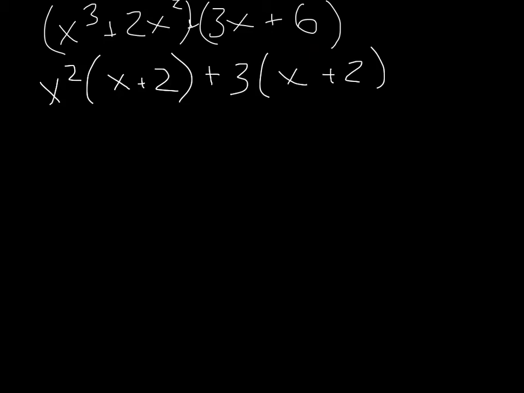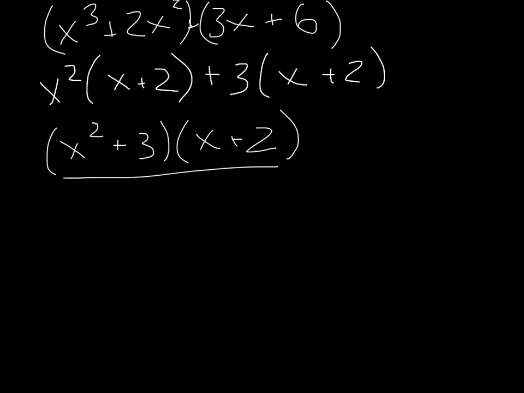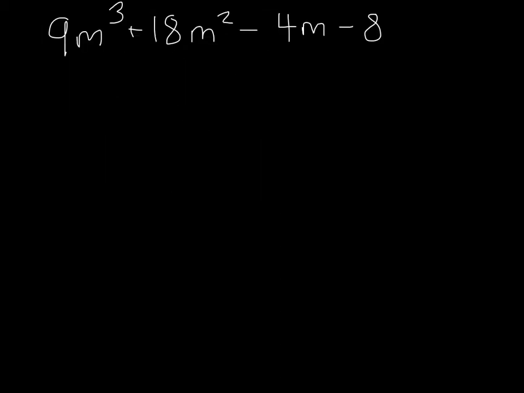Now we have two binomials that are the same, x plus 2 and x plus 2, so we can group the x squared and the 3 together inside a set of parentheses, leaving us with x squared plus 3 times x plus 2. Now always ask yourself, is this as factored as we get? Can we factor x squared plus 3 down any further? No. So this is our final answer, fully factored. Let's run through one more for good measure.